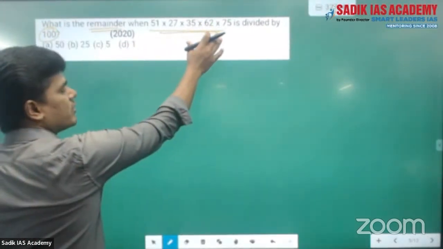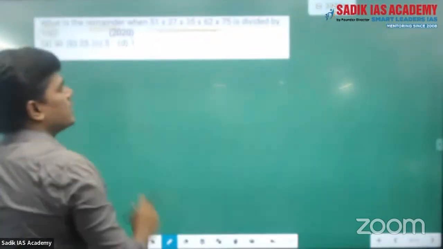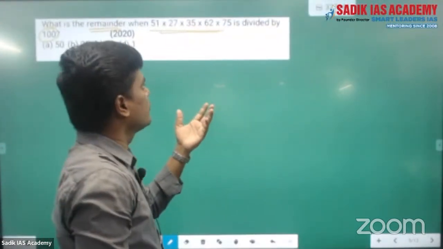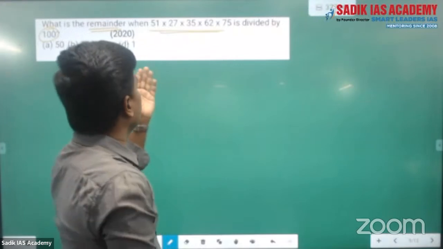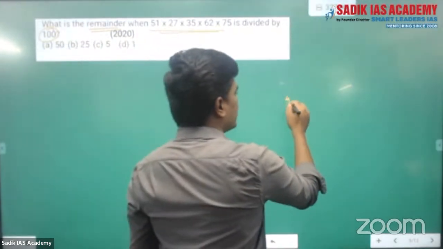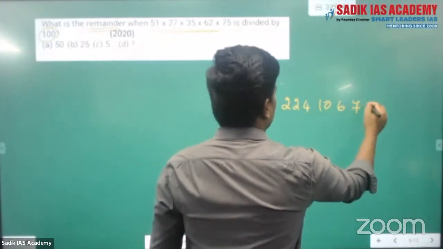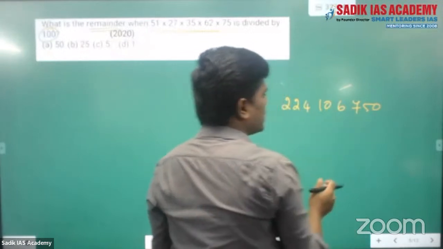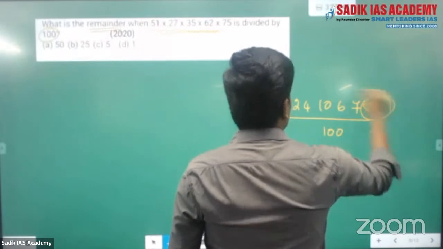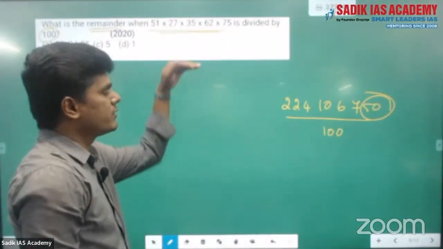So what is one way of doing it? Multiplying all these numbers and dividing by 100, you will get the remainder. You are not asked to find the quotient, you are asked to find the remainder. If I multiply all these numbers, I'll get 224,106,750. If I divide this by 100, the remainder is going to be 50. This is the answer, one way of answering this.